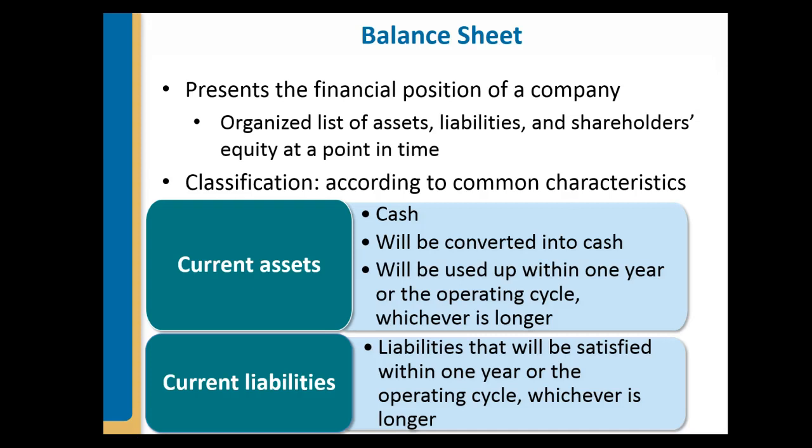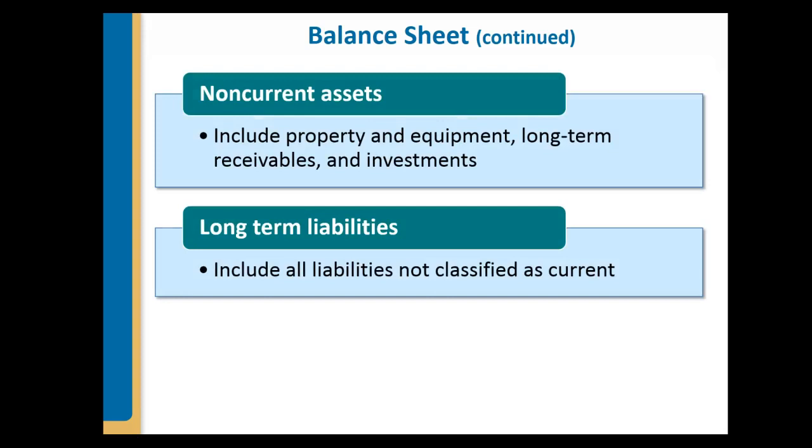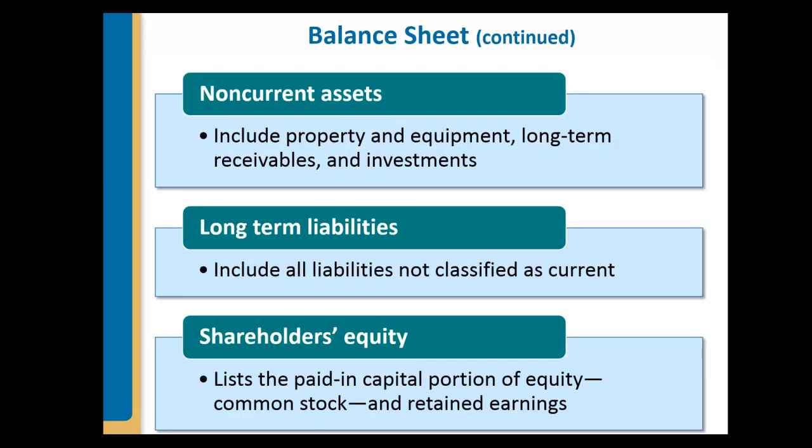So for a manufacturing company, the operating cycle refers to the period of time necessary to convert cash to raw materials, then raw materials to a finished product, and the finished product ultimately to a receivable. And then finally the receivables back to cash. For most companies, the operating cycle is less than a year. Now, examples of assets not classified as current assets include property and equipment and long-term receivables and investments.